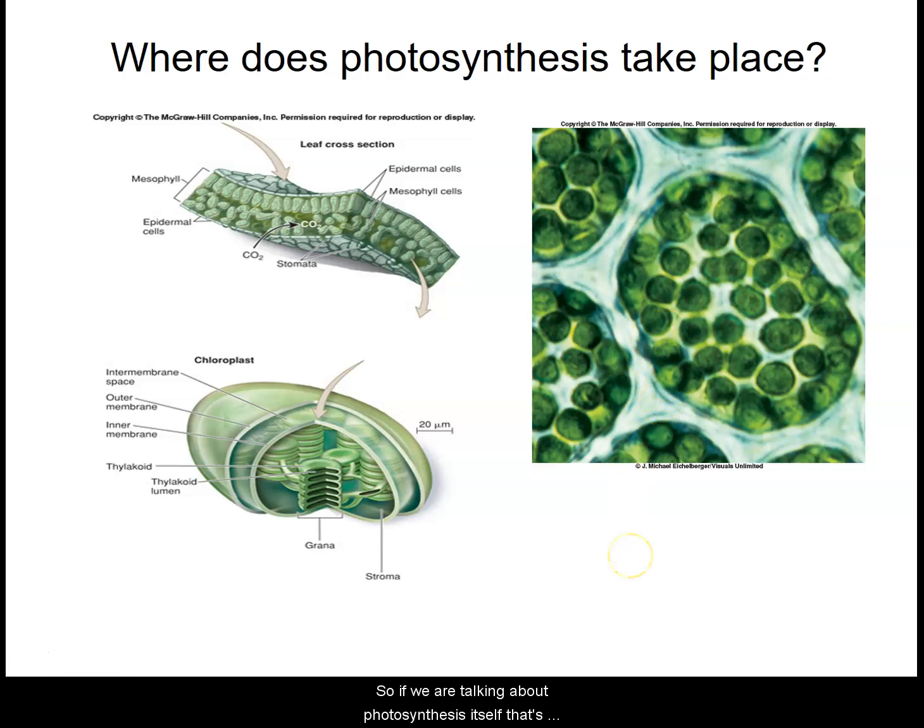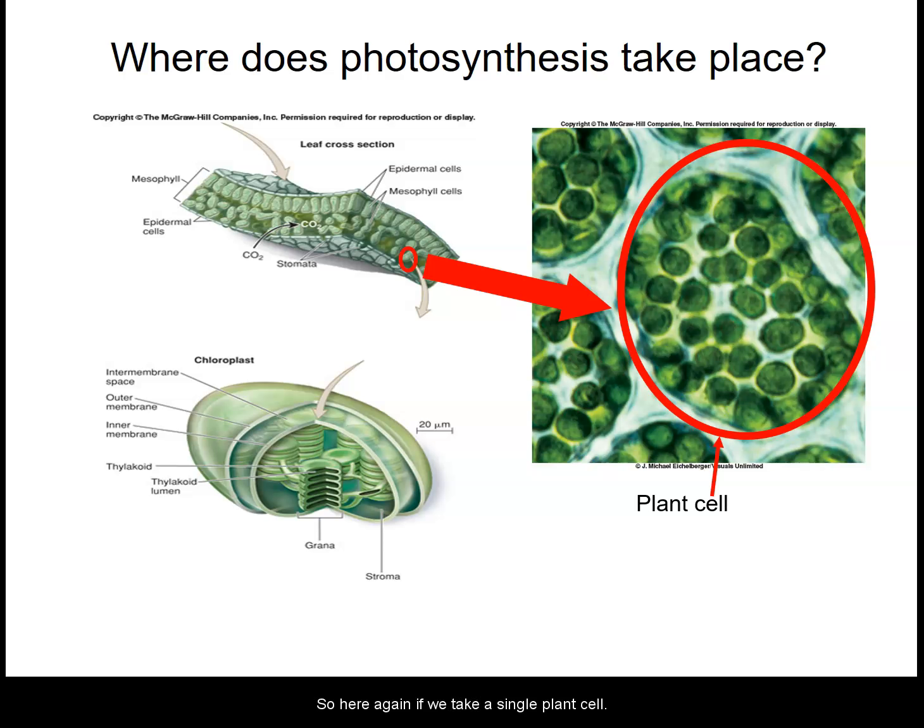So if we are talking about photosynthesis itself, that's going to take place solely in the chloroplast. And I like to zoom in on this. So here we've got the chloroplast itself, and we've got an inner and outer membrane, which should sound reminiscent of what we talked about with regards to the mitochondria. And then within the inner membrane, we have these stacks of thylakoids, and the space in between the thylakoids is called the thylakoid lumen, and a stack of those is called a grana.